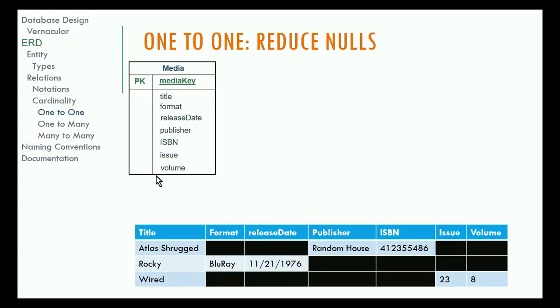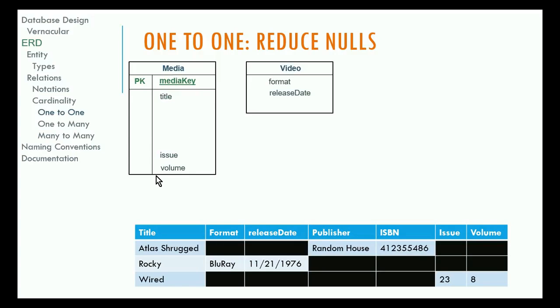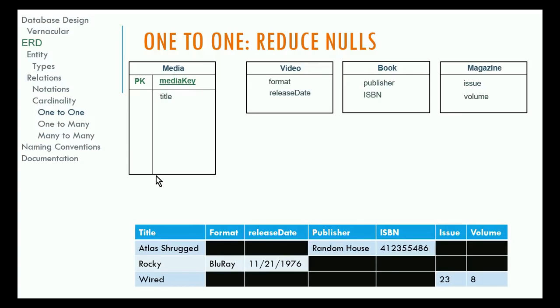So maybe I don't really have a single entity here. I have an entity with some weak relationships. And I'll show you what I mean. All media, regardless, will always have a title. So I can leave the title in my media entity. However, I could take the format and release date, which I know are typically for movies or videos, and move that to a new table called video. Then I'll take publisher and ISBN, which I know are usually for books, and move that to a book table. And I'll take my issue and volume, which are typically for magazines, and move it to a magazine table.